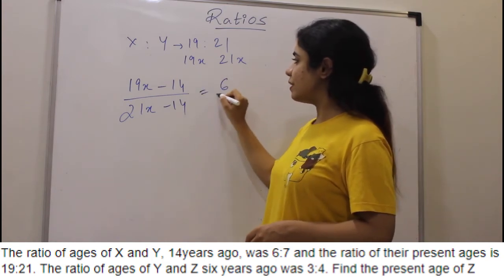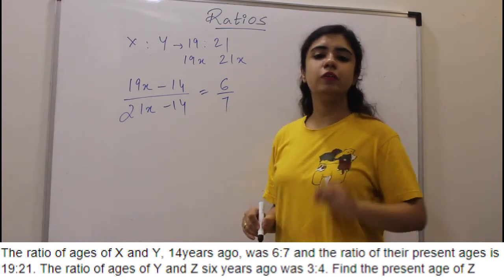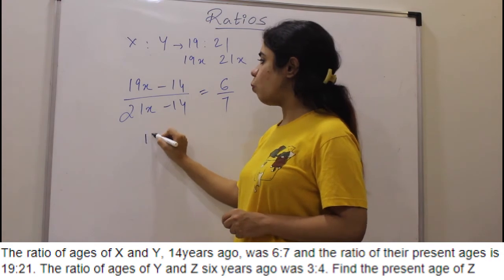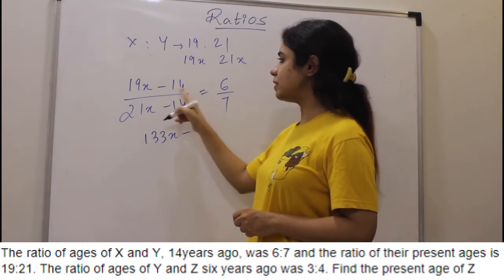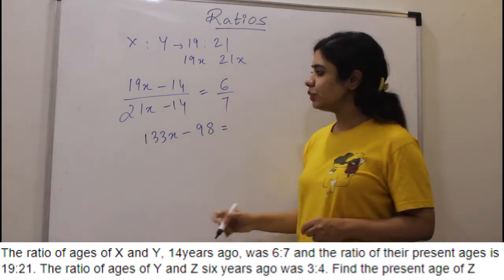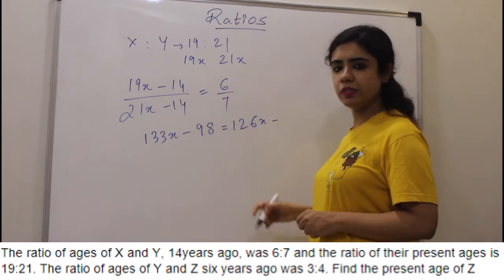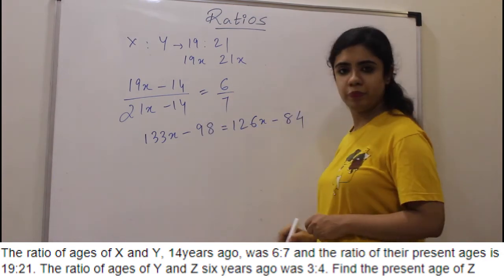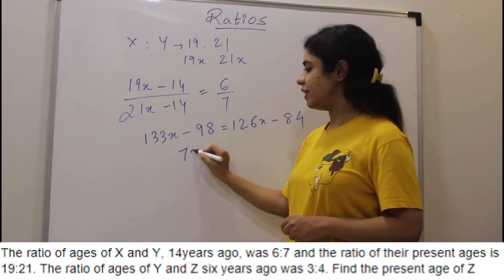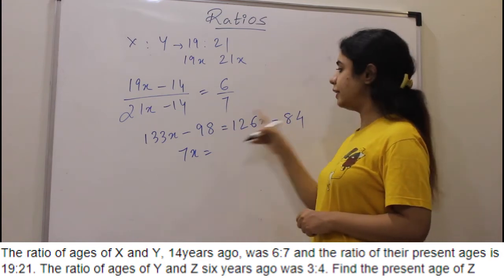This ratio was 6:7. So first we'll cross multiply and we'll find out the value of x. So 19 into 7, this will become 133x minus 14 into 7 will be 98 is equal to 21 into 6. So that will become 126x minus 14 into 6 is 84. 133 minus 126. So this will become 7x is equal to 98 minus 84.